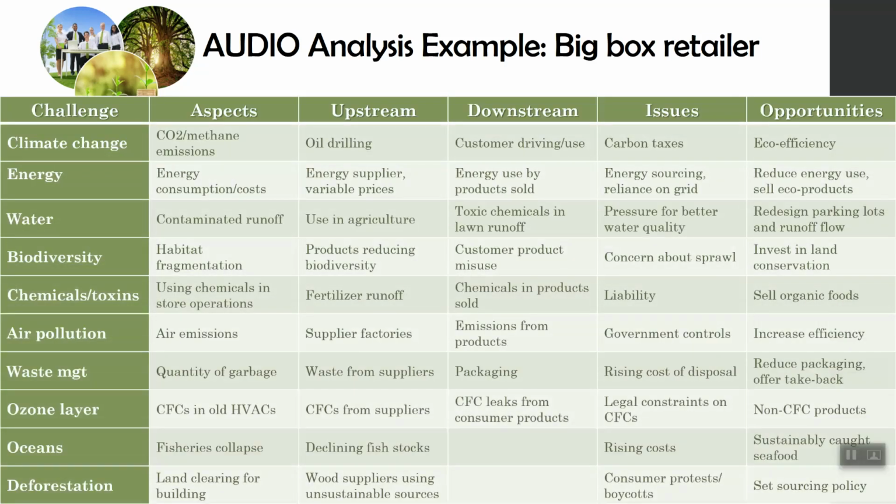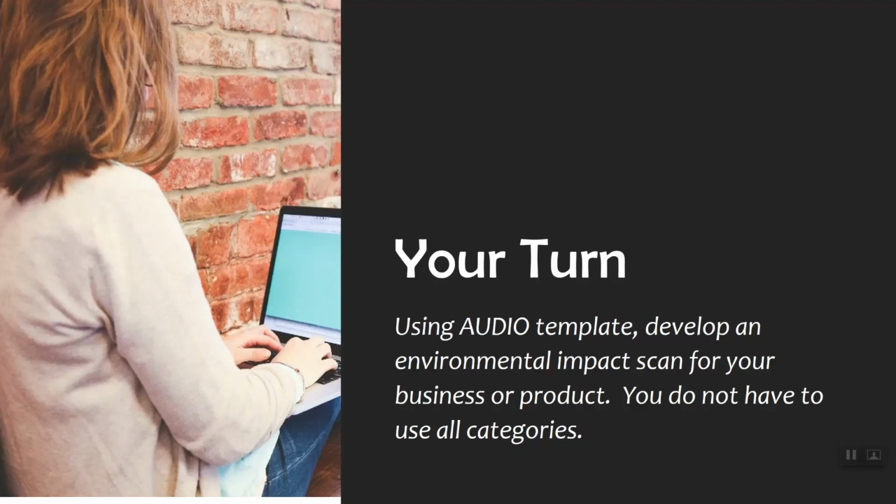This is adapted from the example in the Green to Gold Business Playbook. You can use this or the example in the book to help you do a similar analysis for your business or nonprofit. Now it's your turn. Practice analyzing the potential environmental impacts and opportunities using an ASPECT template, such as the one on the next slide.